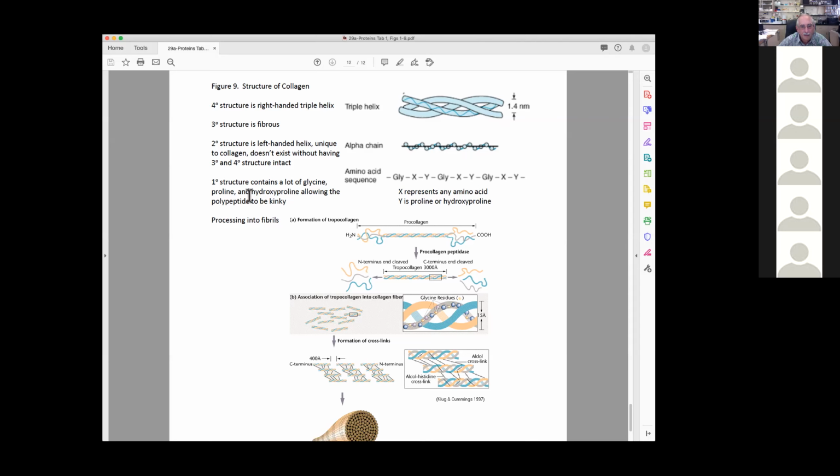And then what the heck is hydroxyproline? That's proline where another enzyme came along and put a hydroxyl group on it. So it's not one of the 20 normal amino acids. It's found quite a bit in collagen, but only in collagen. That property allows it to kink up quite a bit when you put it into this tertiary and quaternary structure.